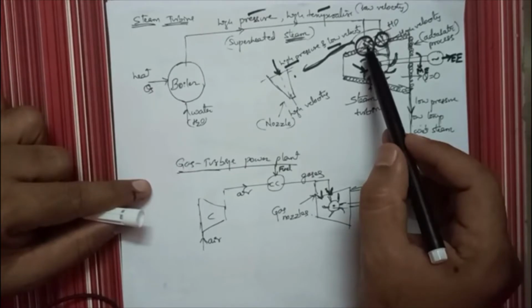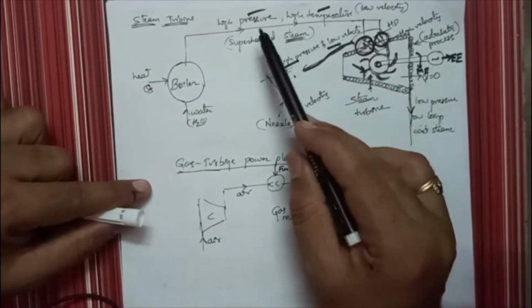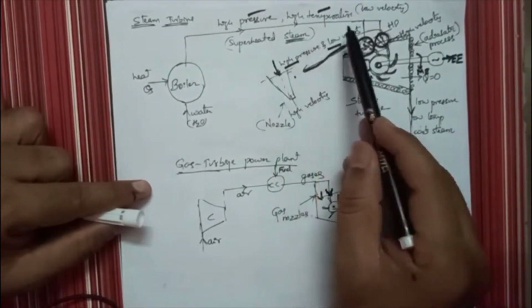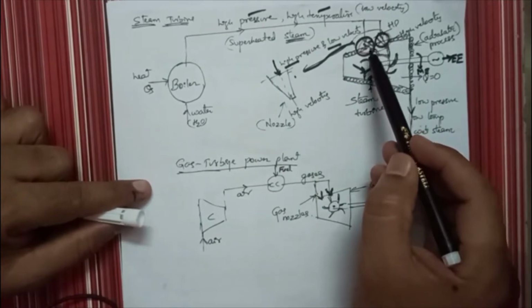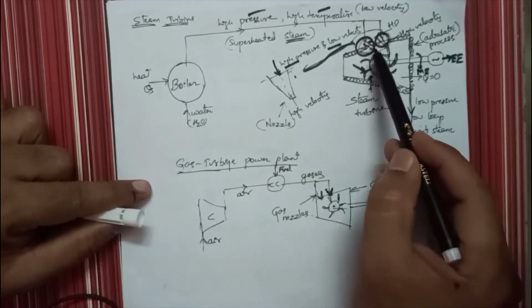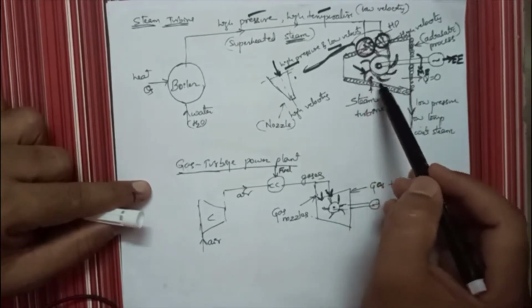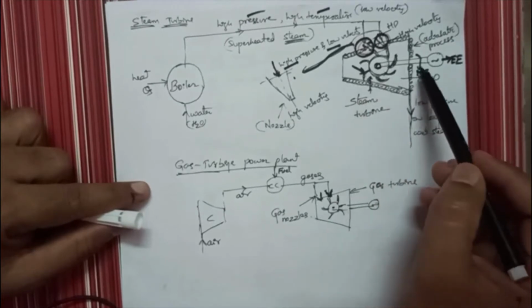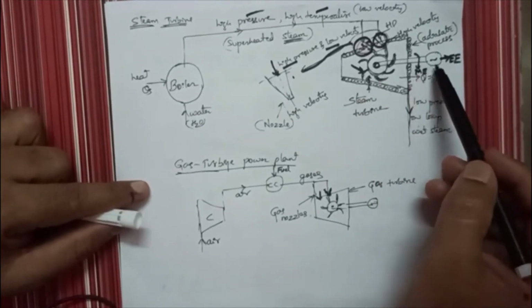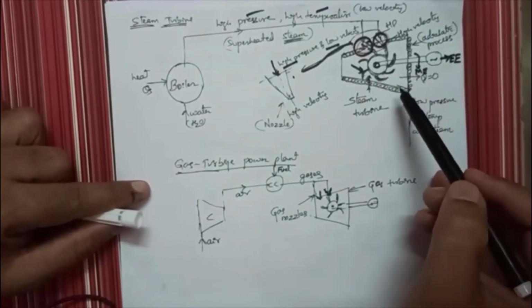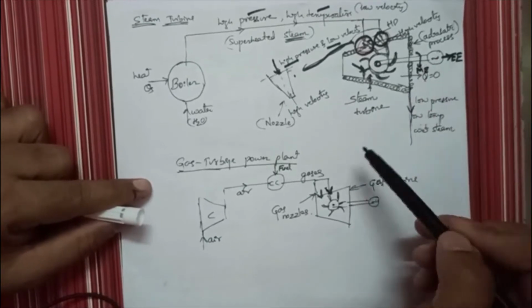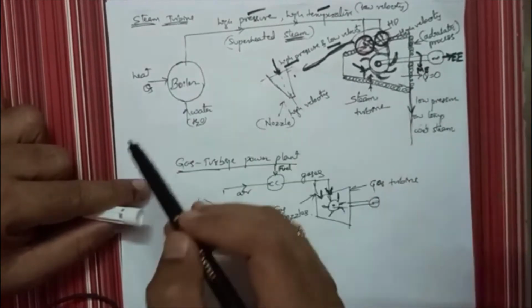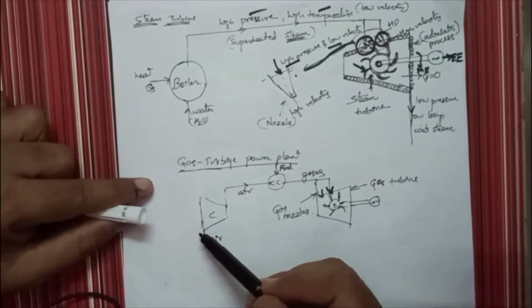So nozzles are used for converting the high pressure energy of the steam into high velocity. That high velocity steam hits the blades of the turbine, which starts rotating, and mechanical energy is produced. That mechanical energy is transferred to the generator, and the generator converts mechanical energy to electrical energy. So this is one application of nozzles in the steam turbine.